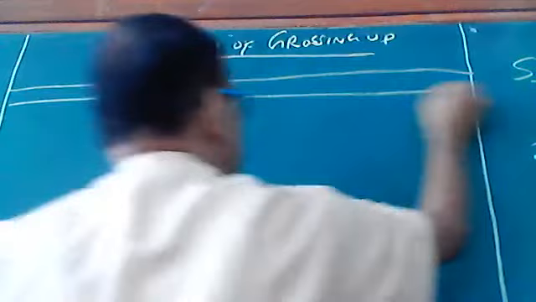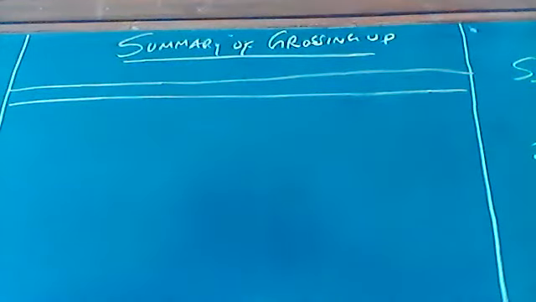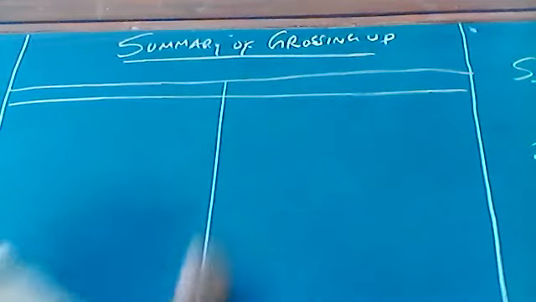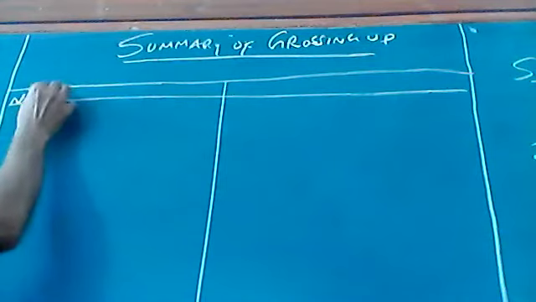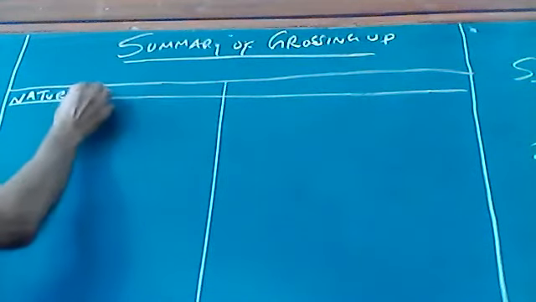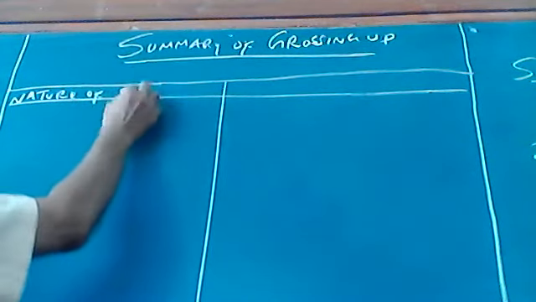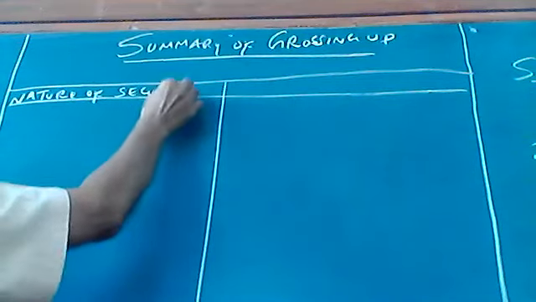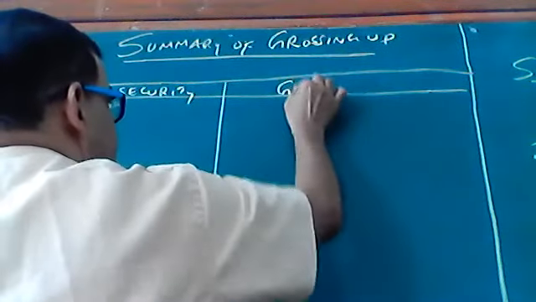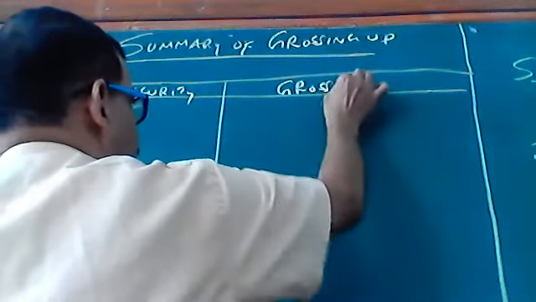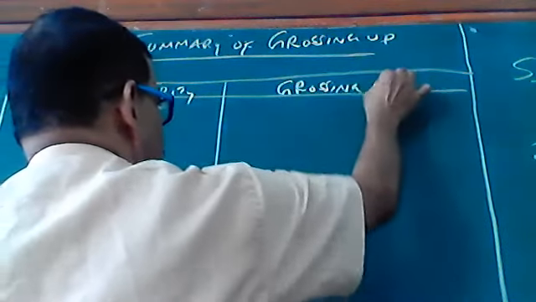Now we draw a table containing two columns. The first column is nature of security, and the second column is gross income.